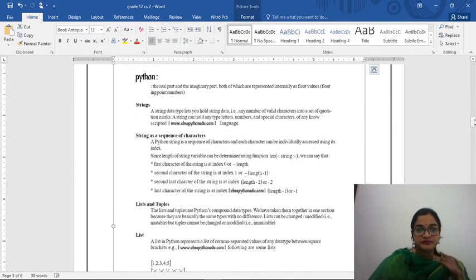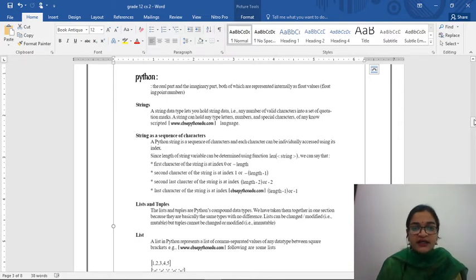Since the length of a string variable can be determined using the function len, don't forget it, we have used it in string handling or text handling in 11th grade. So how can you use it? Using the length function on that particular string, you can know the length of the string you are giving.